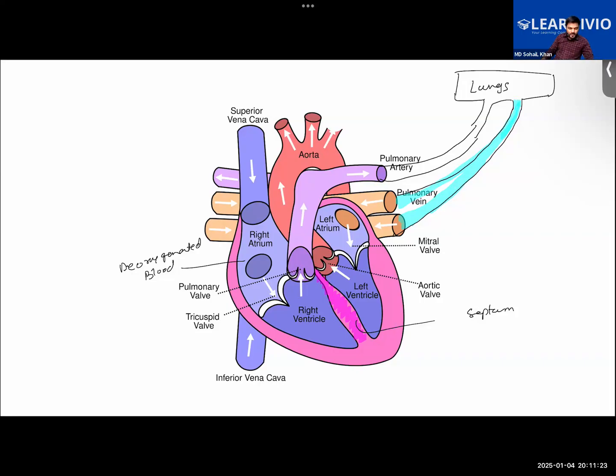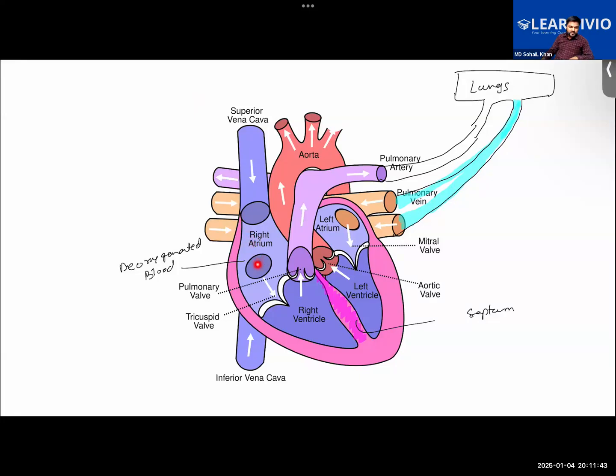It means, like we say, it has less oxygen in it and more carbon dioxide in it. Yes. Okay. So the deoxygenated blood from all the body comes to which chamber of the human heart?